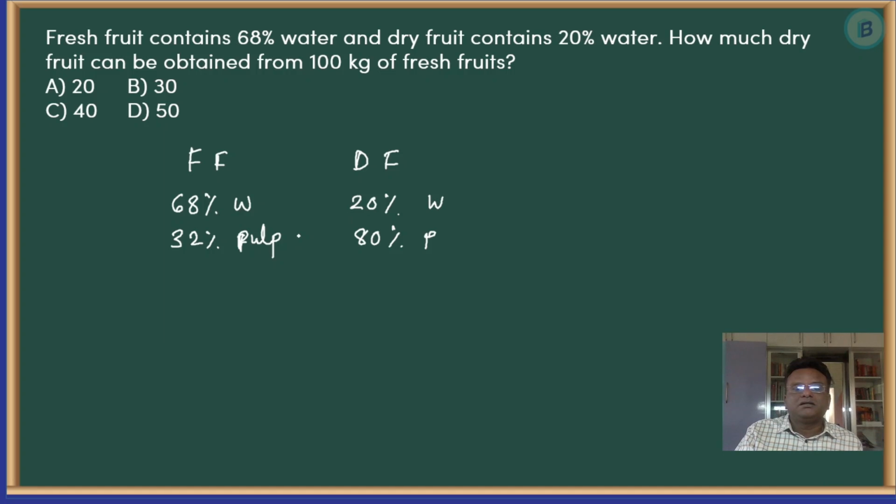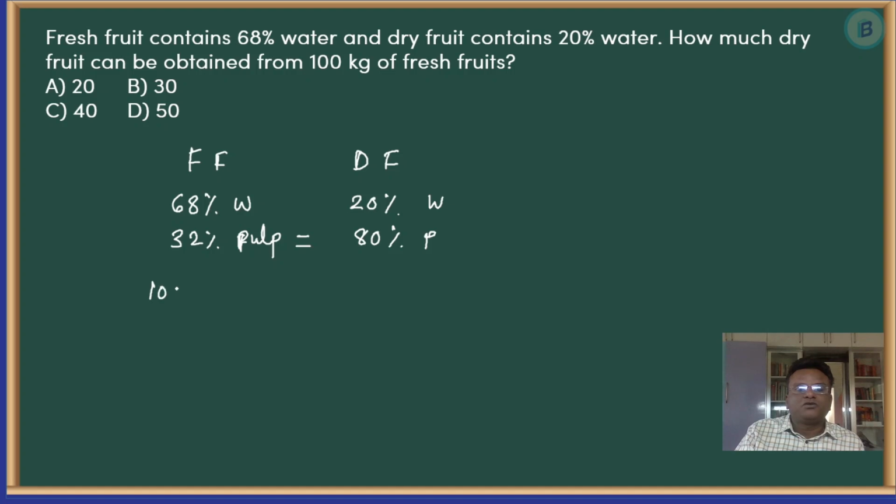But basically, these are the same, right? In the same quantity of fruit, 80% in the dry fruit will be the same as 32% in the fresh fruit, because the pulp quantity is not changing. It is only the water quantity which is deciding whether it is a dry fruit or a fresh fruit. Okay, now the question is, how much dry fruit can be obtained from 100 kg of fresh fruit?